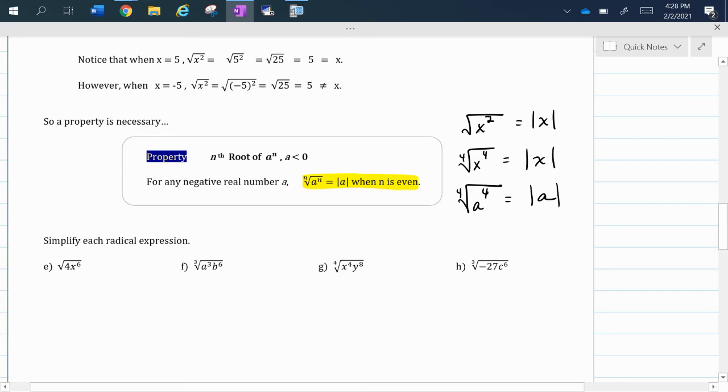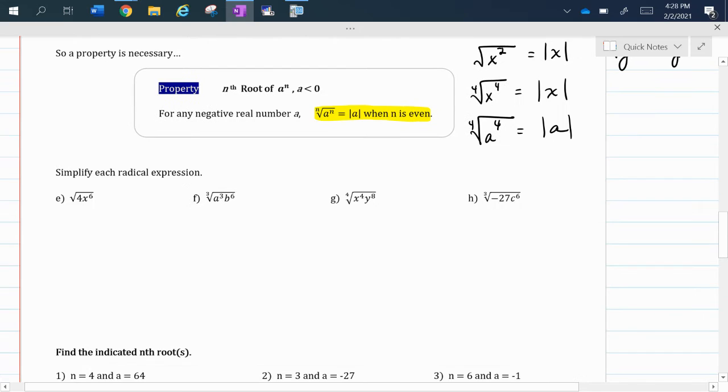Notice the index and the exponent are the same, and we end up with an a or an x to the first. If I were to find, and we're about to do this, something like the fourth root of y to the 8th, I'm going to say that that's y squared. I'm not going to say it's absolute value because the index and the exponent are not the same.